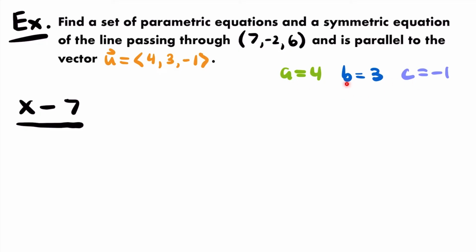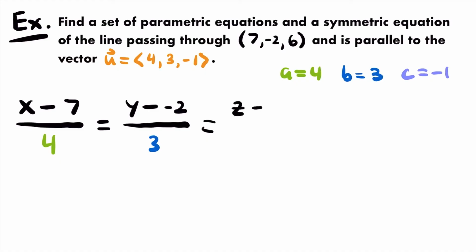But now that we have those written down, let's divide x minus 7 by a, which is 4. So we have x minus 7 divided by 4, and that will be equal to y minus y1, or the y coordinate of our point, which is -2. So we have y minus -2, and then we're dividing by the direction number b, which is 3, or in other words, the y component of the direction vector. So we're dividing by 3, and then that will be equal to z minus z1, which is the z coordinate of our point, which is 6. So we have z minus 6 divided by the direction number c, which is -1. That's the z component of our direction vector. So we'll divide by -1.